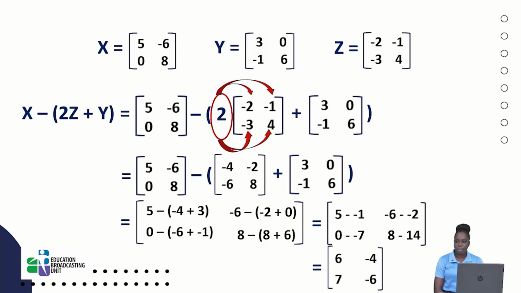Negative 6 minus negative 2 is the same as negative 6 plus 2, which is negative 4. 0 minus negative 7 is the same as 7. And 8 minus 14 is negative 6.